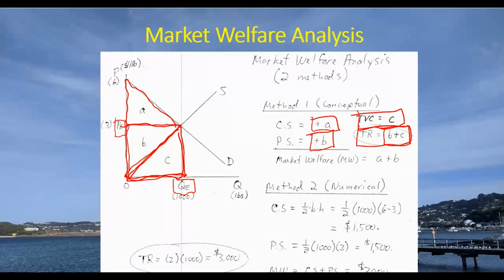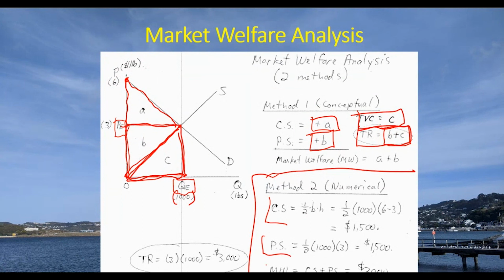We're not getting actual values of these individual quantities and prices. We're not doing the exact mathematical calculation. We're just keeping track of them visually on the graph. But there's another method, method 2. I could associate numbers with each of these, 1,000 units, a price of 3, an intercept term of 6 up here. And then I could ask you to actually calculate consumer surplus, calculate producer surplus, calculate market welfare.